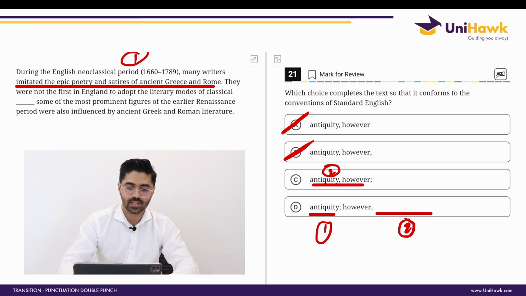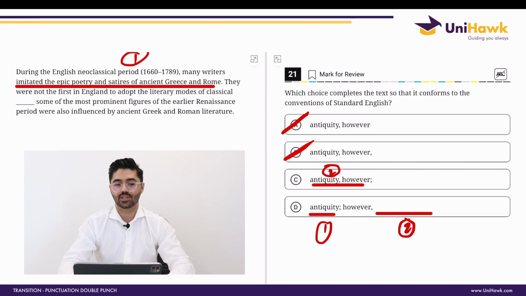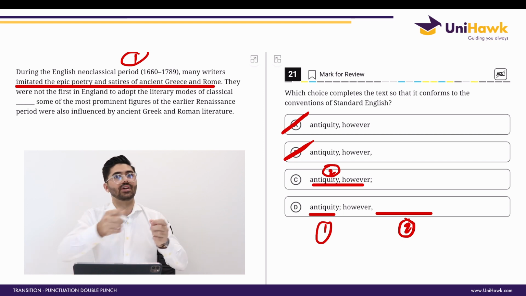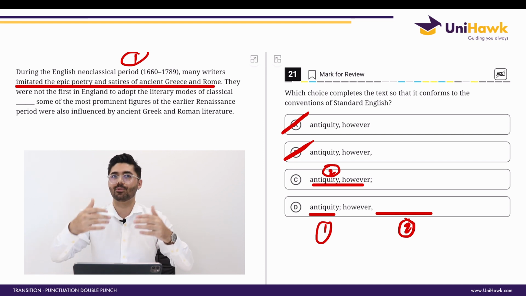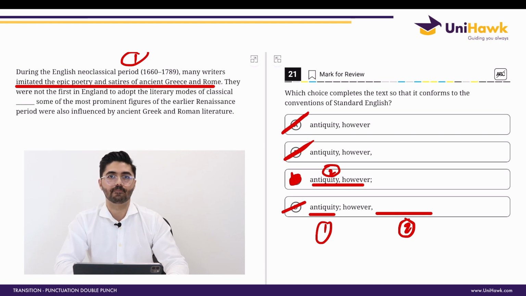How? Let's have a look at it once again. The first sentence says, during the English neoclassical period, 1660 to 1789, many writers imitated the epic poetry and satires of ancient Greece and Rome. The second sentence tells you they were not the first in England to adopt the literary modes of classical antiquity. So it's like they imitated this style, but they were not the first people to do it, right? So the relationship is that of a contrast. That's why I know that it's the very first sentence and the second sentence that contrast with each other, and that means the correct answer is C.